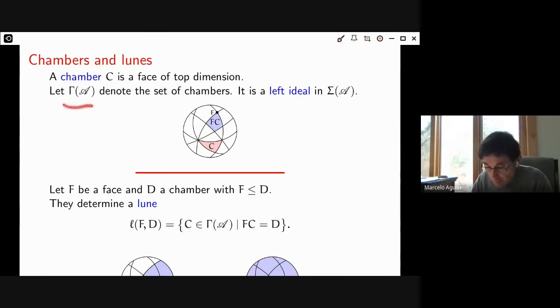All right, gamma is the set of chambers. If you multiply a face by a chamber, you put the chamber on the right, you always get another chamber. So it is a left ideal. The set of chambers is a left ideal in this monoid.